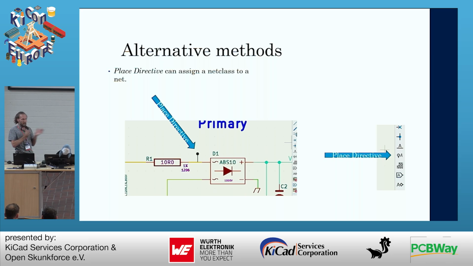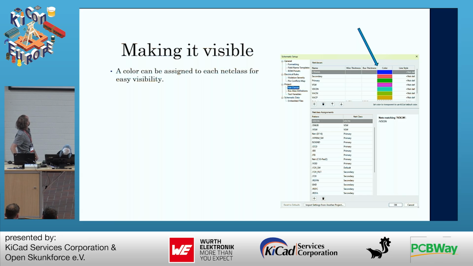So now we have assigned, or we created all the net classes. We assigned all the nets to net classes. So we're kind of ready to go into the fun stuff. As I said, you can color the nets, and that's really good for visibility when you're doing it, so you're not missing anything.